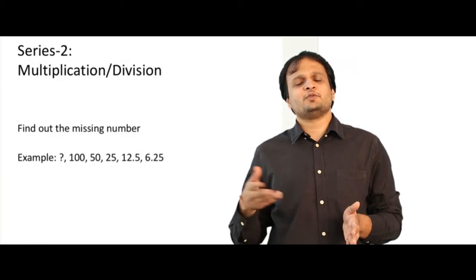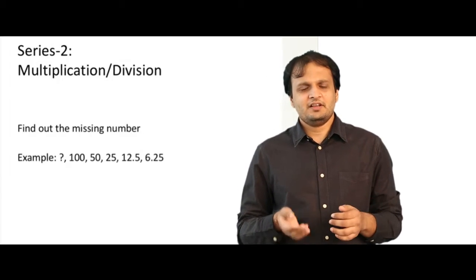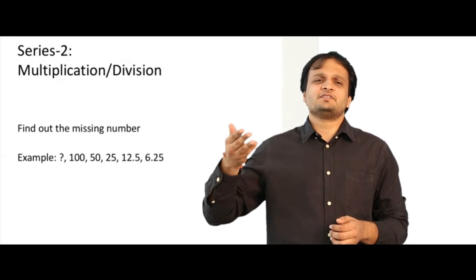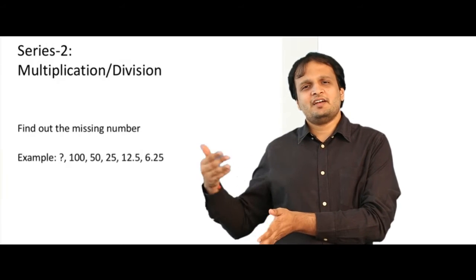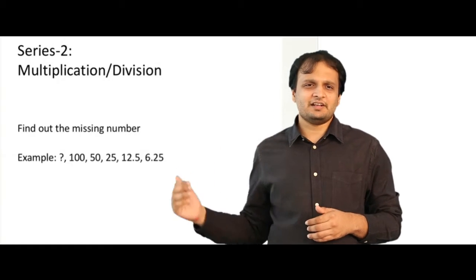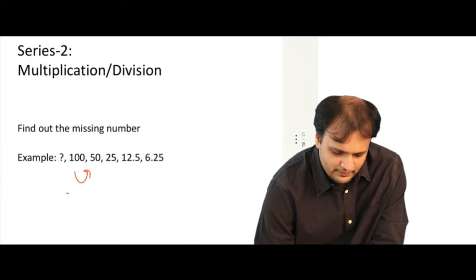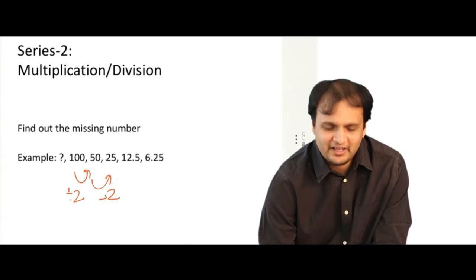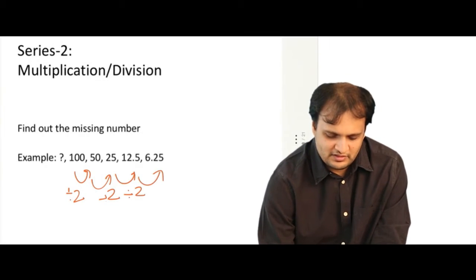100 to 50. What is the relation between 100 and 50? 50 is half of 100. So 100 divided by 2 gives us 50. Then similarly 50 divided by 2 gives us 25. 25 divided by 2 gives us 12 and a half, and so on and so forth. So what is happening in this series? It's a division kind of series. So instead of multiplying, now we are dividing. So 100 divided by 2 gives us 50. 50 divided by 2 gives us 25. 25 divided by 2 gives us 12.5, and so on and so forth.